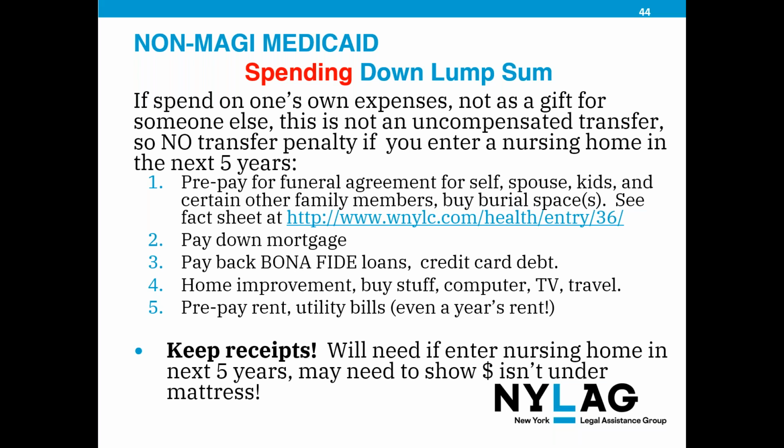The Medicaid limit allows you to keep 15,000 and change. So let's say it's 40,000. It's not that hard to spend that extra money on prepaid funeral agreements, and Medicaid allows these agreements to be set up not only for yourself, but also for your spouse, your children, their spouses, and certain other family members. See our fact sheet here. You can pay down a mortgage.